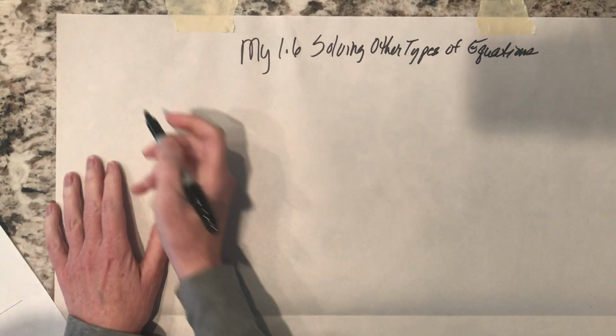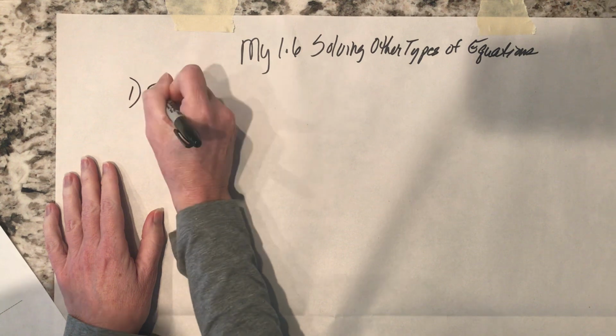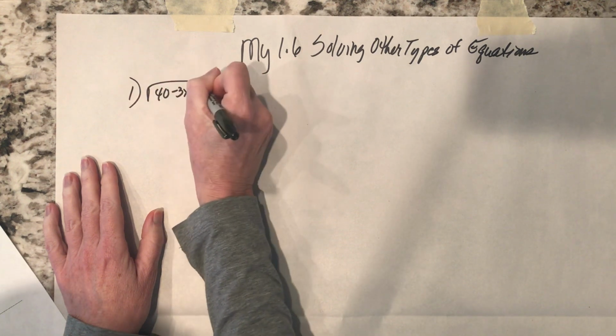My 1.6, 1 through 4, we're all dealing with radical equations. The square root of 40 minus 3x equals x.